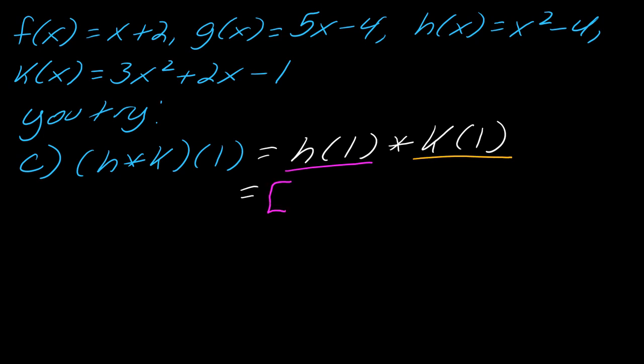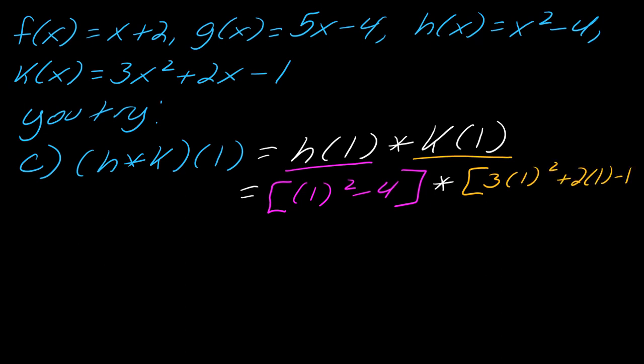So remember what h is. H is x squared minus 4. Notice how I just plugged the 1 into this. I'm going to work that out in its entirety, and then I'm going to multiply that by this k of 1. So I'm going to use this k function here, and I'm going to plug in 1 into everything. So this is 3 times 1 squared plus 2 times 1 minus 1, and I have barely enough room there.